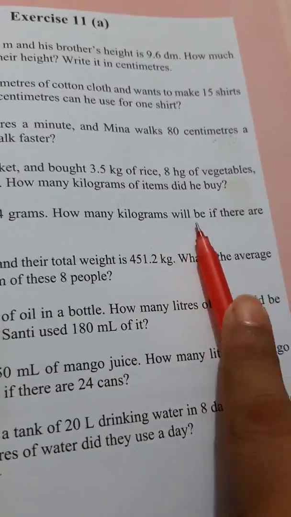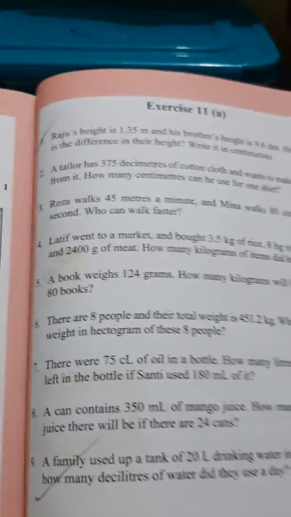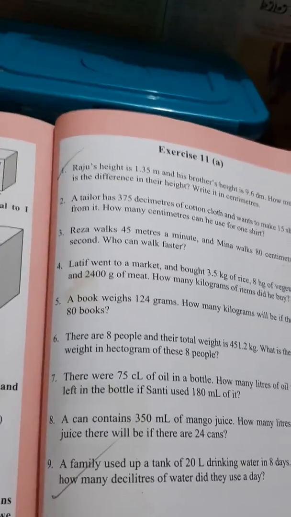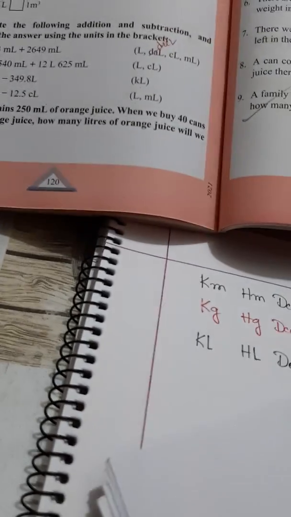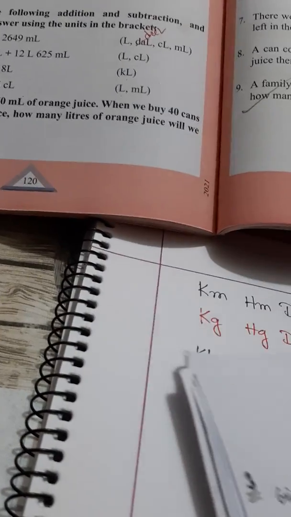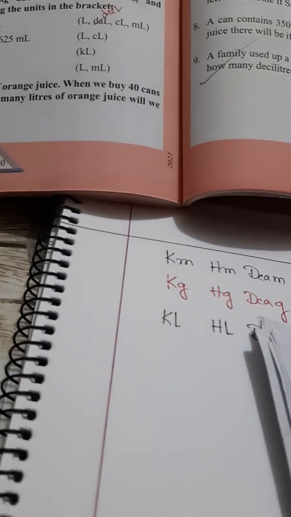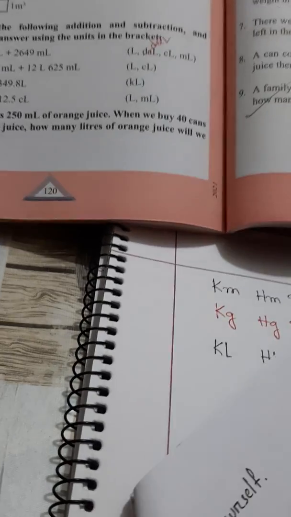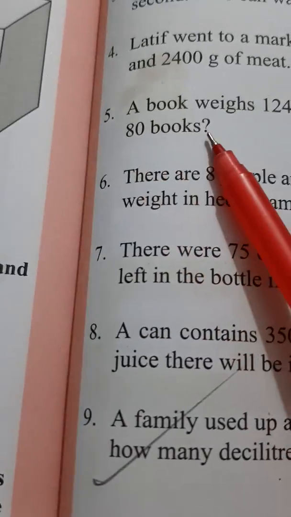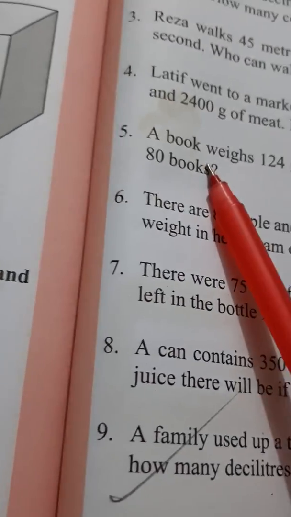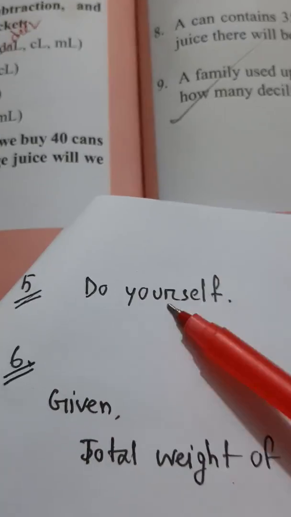Number 5. A book weighs 124 grams. How many kilograms will 80 books weigh? Sorry, number 5 you should do yourself. Tell me the answer for number 5, do it yourself.